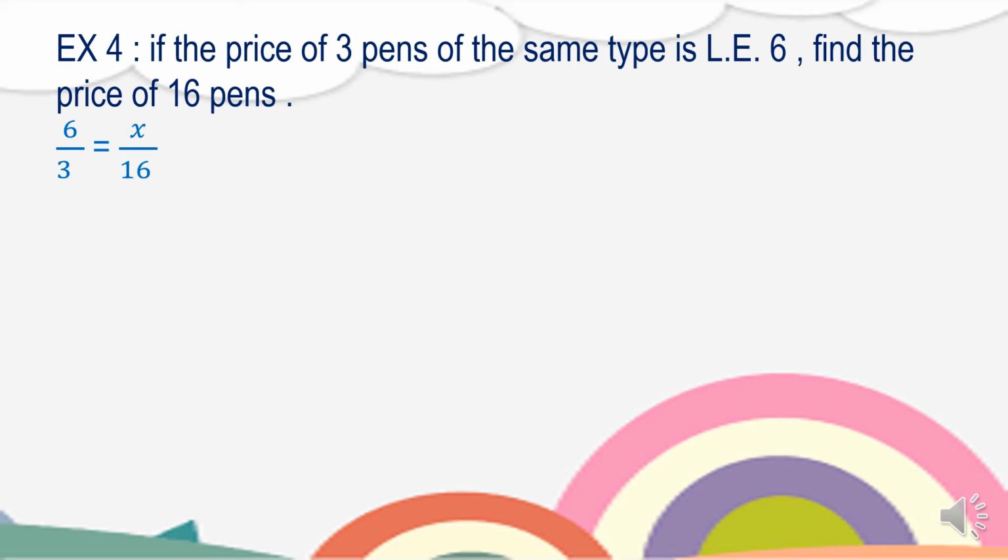In the first ratio, I write LE over the number of pens. So in the second ratio, in the second side, I will write LE over pens. Now, which term is missing? Yes, the number of LE. So I put, in the place of the term I need, the symbol X or A or Y, whatever.